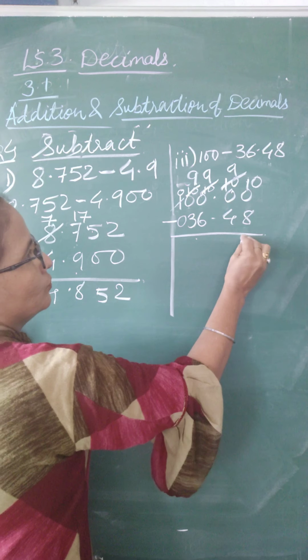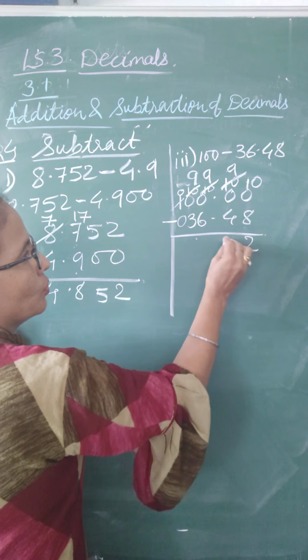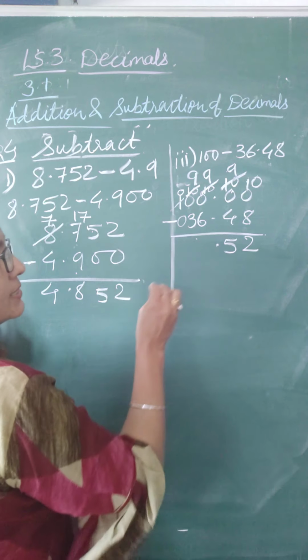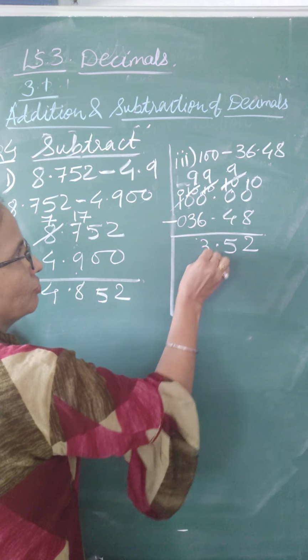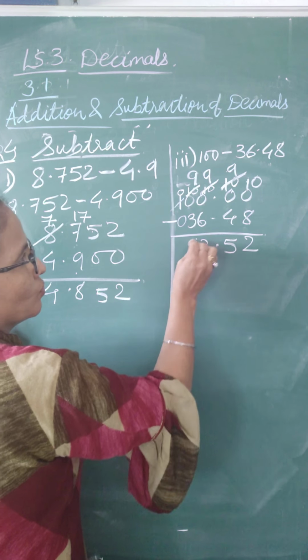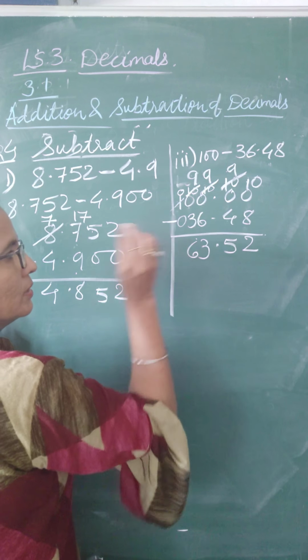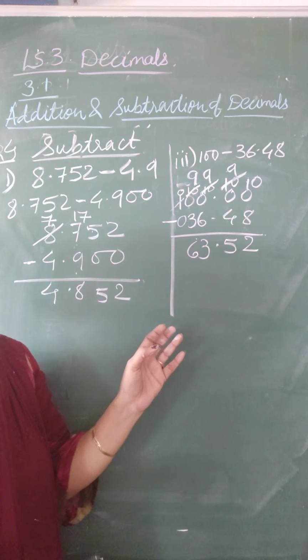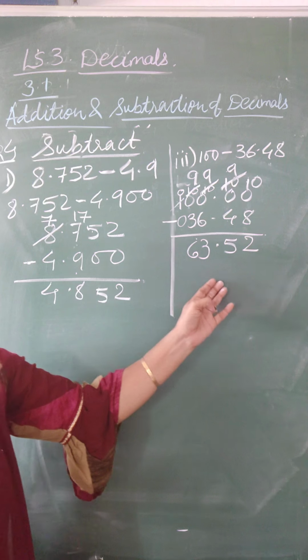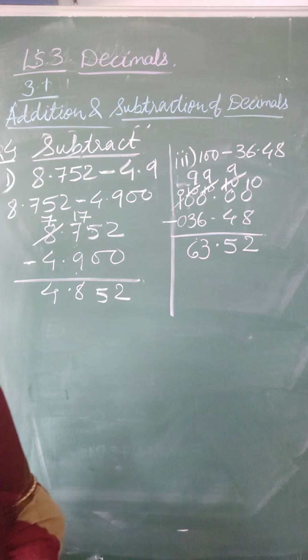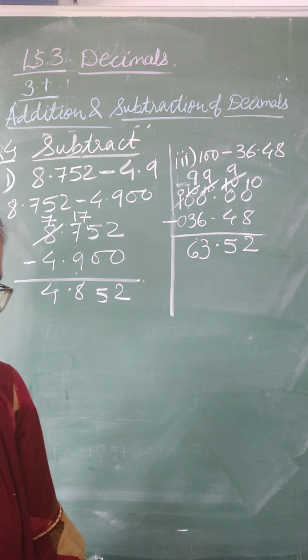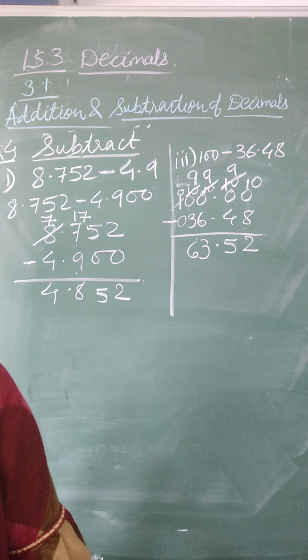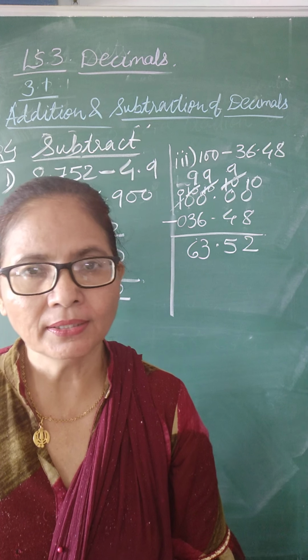Now 10 minus 8 is what? 2. 9 minus 4, 5. The dot will remain as it is. 9 minus 6, 3. And 9 minus 3 is what? 6. And 0 minus 0 is 0. So what is the answer? 63.52. Okay. And in this way, you can add and subtract decimals.